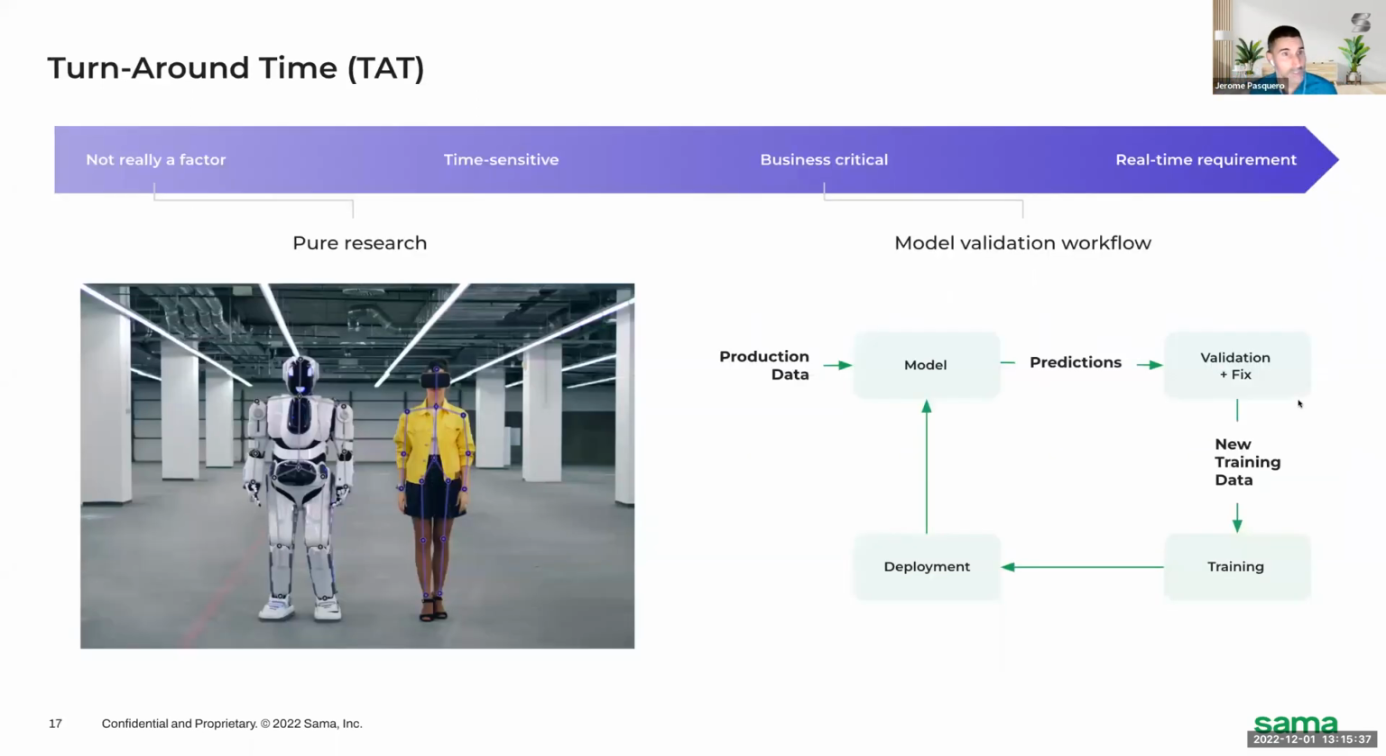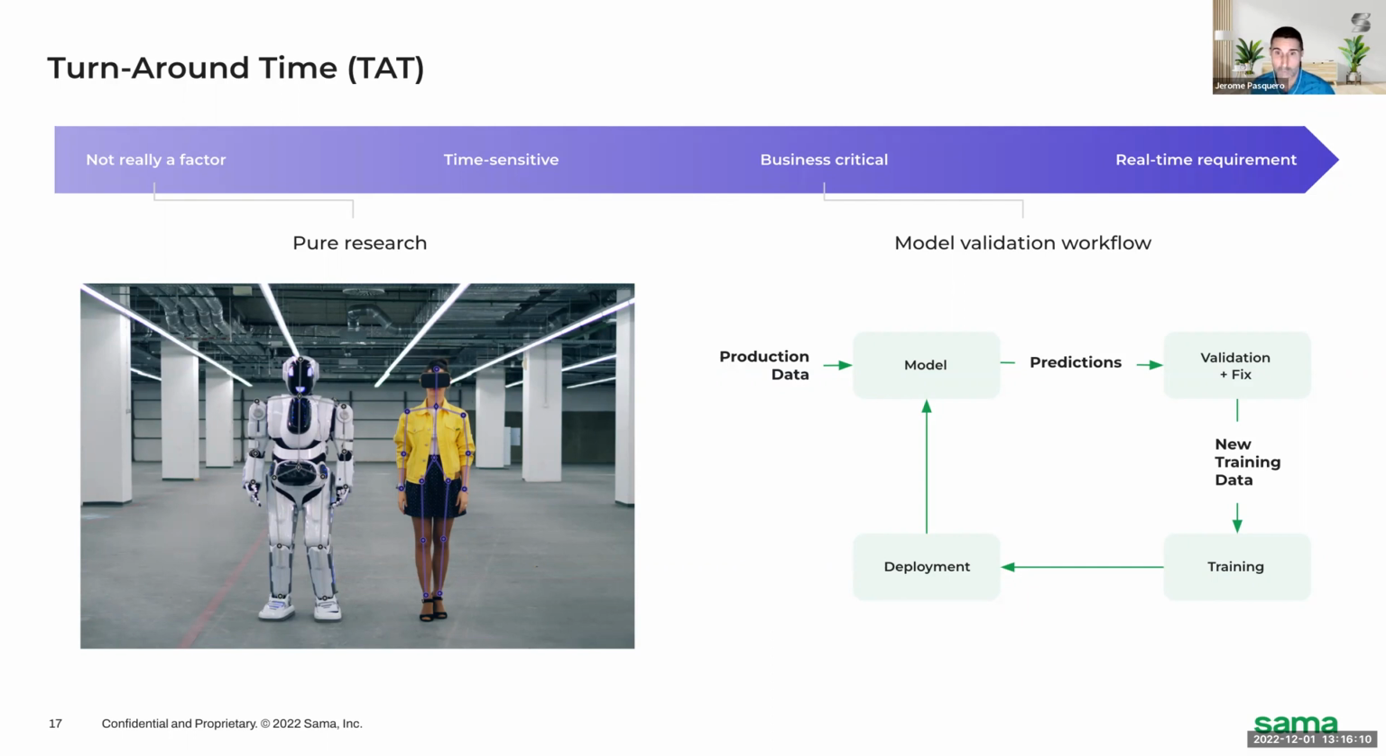Another criteria to consider is your turnaround time requirements. Typically in research, it's not really a factor. That's not always true, I'm using this as an example, but if it's not really a factor, that would be one end of the spectrum here. But in some cases, it can be very business critical that you get these annotations back very quickly, in a timely manner and as expected. And in even more advanced cases, there are real-time requirements, and you just can't miss a beat there.